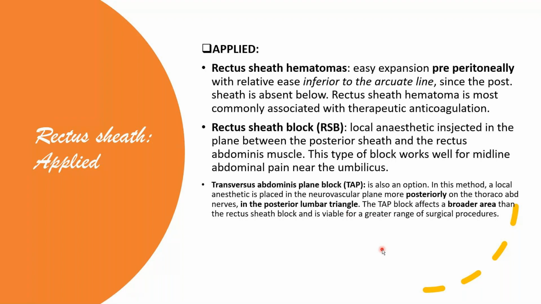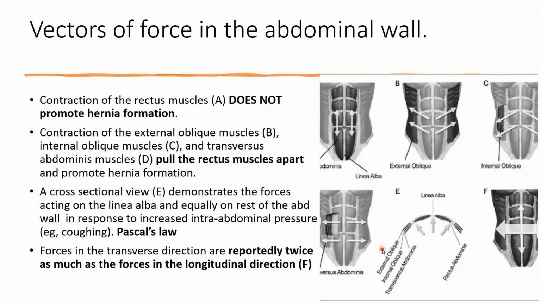The lateral part beyond the rectus sheath, that means the lateral edge of the rectus sheath, will not be anesthetized, or there will be no analgesia there. But if you give a transabdominal block, the analgesia would be there. Vectors of forces in the abdominal wall, we have to understand, because that forms an important part of ventral hernia.